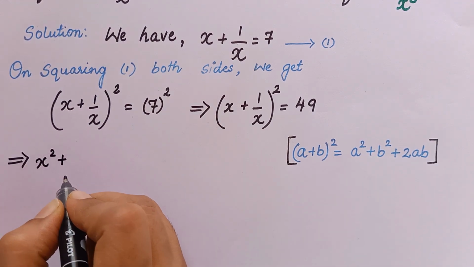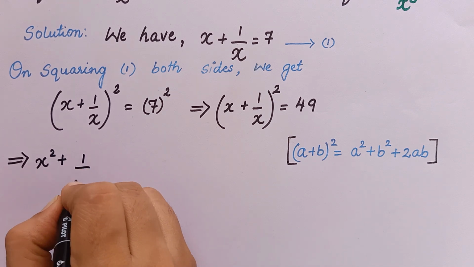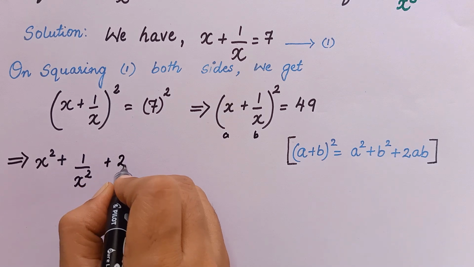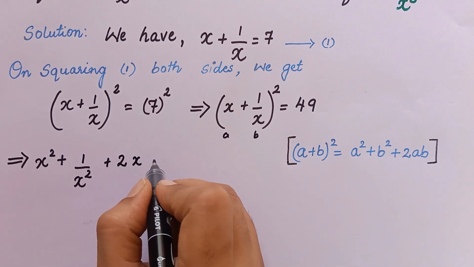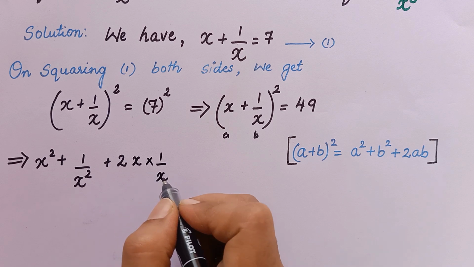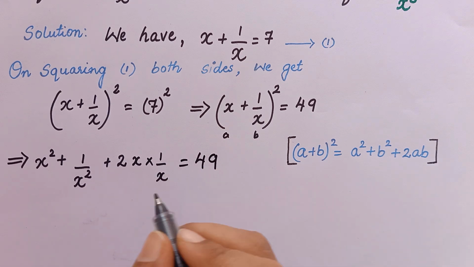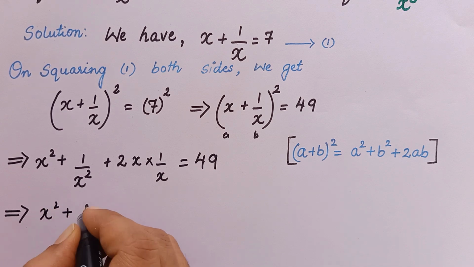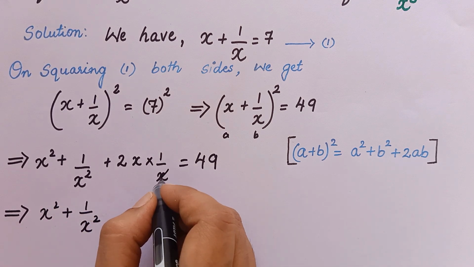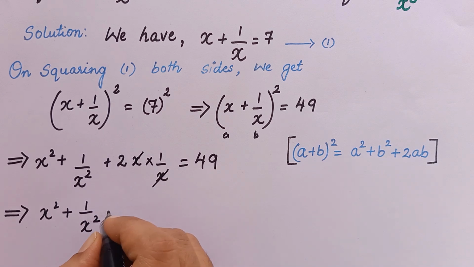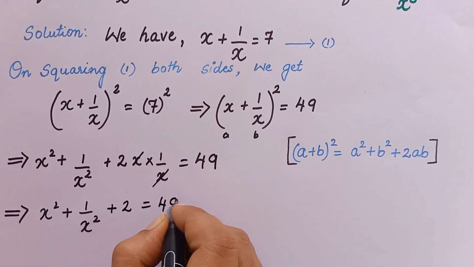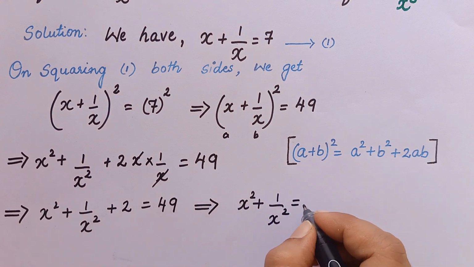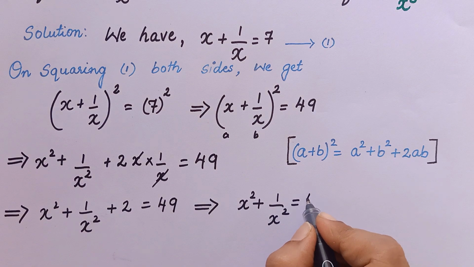We get x square plus, that is a square, and 1 by x square, that is b square, plus 2 into ab, that is 2 into a is x and b is 1 by x, equals 49. And we get x square plus 1 by x square, x and x will get cancelled, plus 2 equals 49, implies x square plus 1 by x square equals 49 minus 2, that's equal to 47.